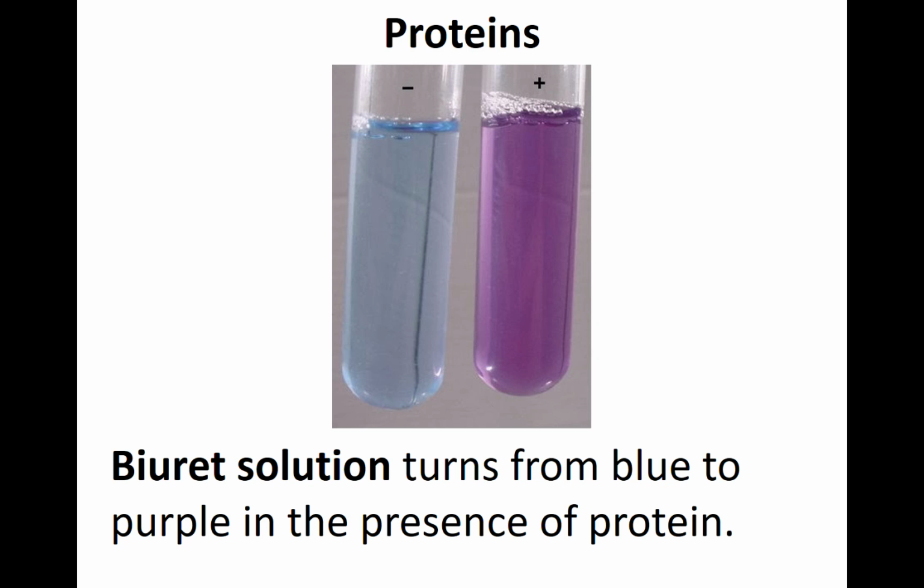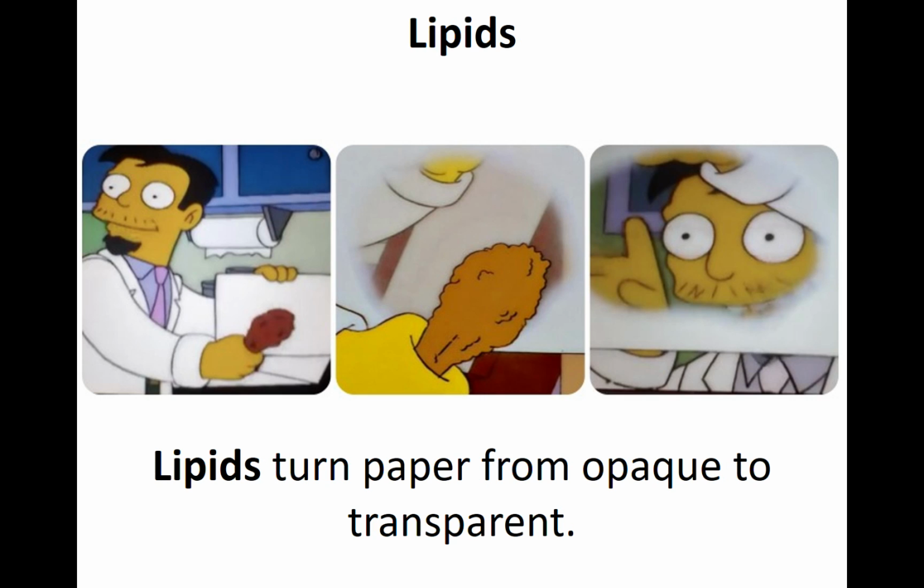Proteins. To test for proteins, we add biuret solution. This turns from a pale blue to purple in the presence of protein. And finally, lipids. Lipids can turn paper from opaque to transparent. So if you rub any form of fat on a piece of paper, you'll be able to see through that piece of paper.